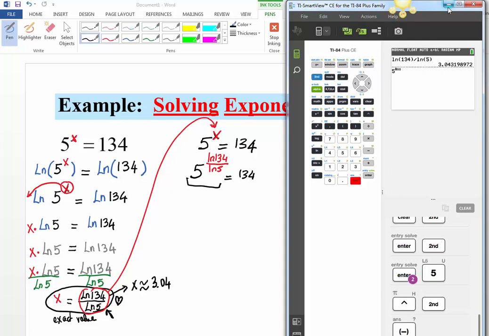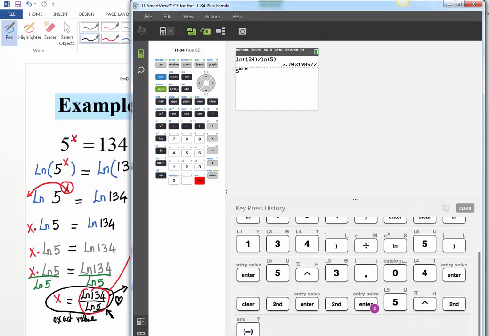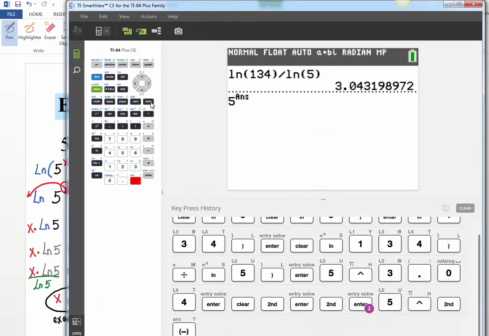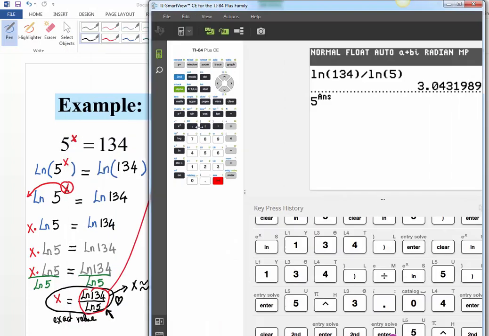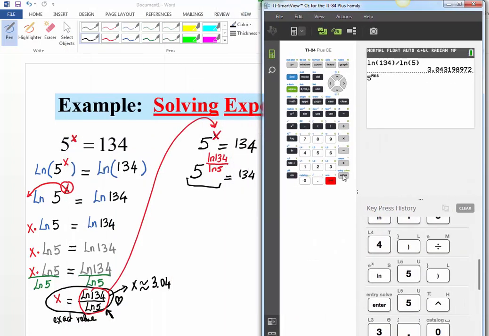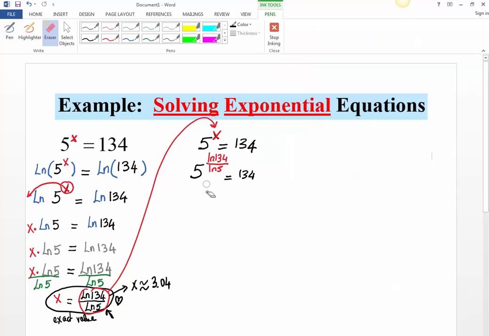Okay, so let me just show you what I did. Oh, wait a second. I did 5 raised to the second answer over here, which is the previous answer with all its decimals. And if you go ahead and press enter, it will give you exactly 134, which is the answer we wanted. So this checks out. Check mark on this one.